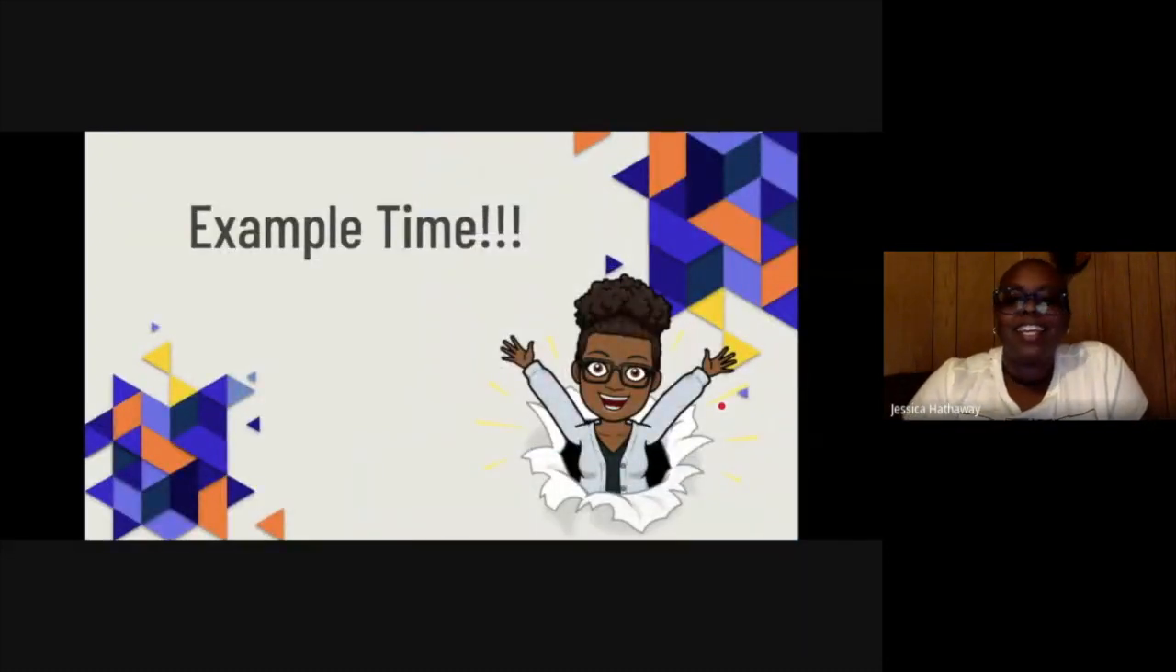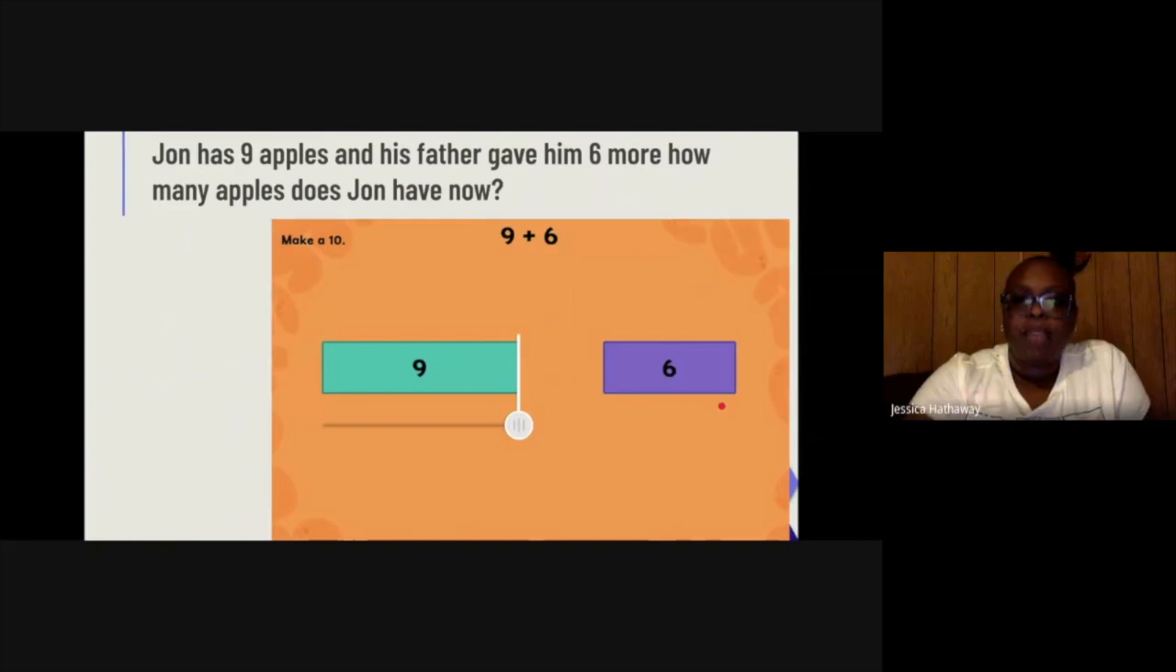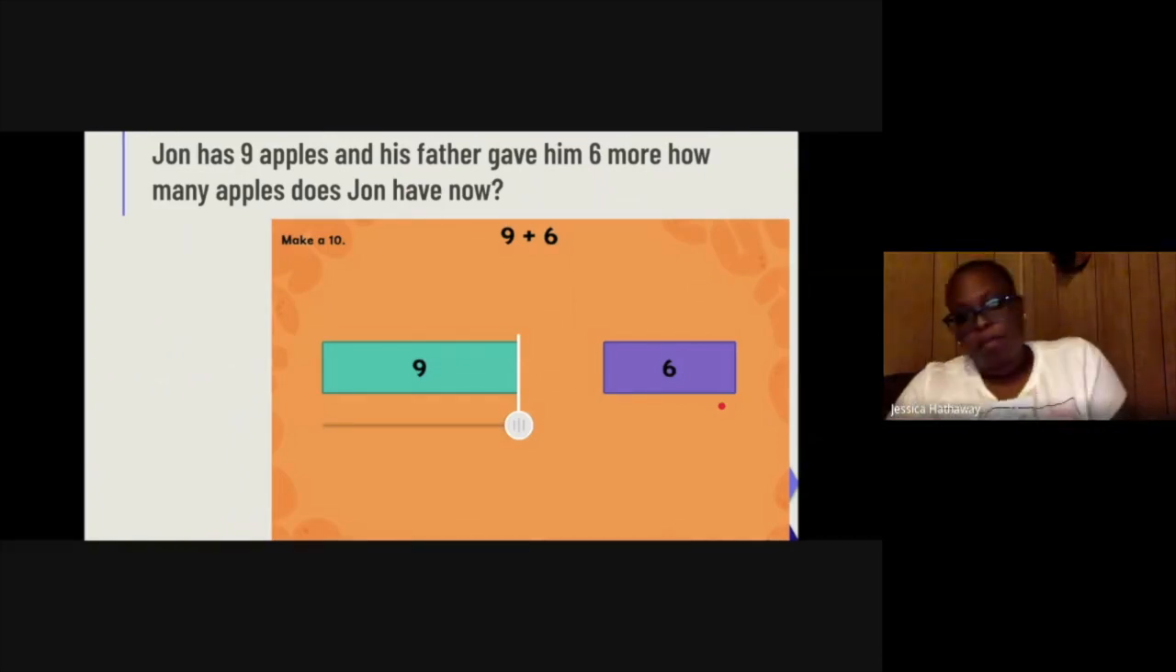All right, example time. In this example, I will have a word problem for you. I want you to realize that you can also make a 10. So for example, here is our word problem. John has 9 apples, and his father gave him 6 more. How many apples does John have now? Well, we can make 10. We know we have 9 plus 6. So we want to find out how many apples he has in all.